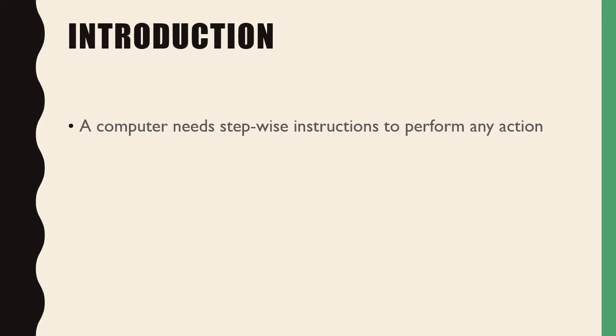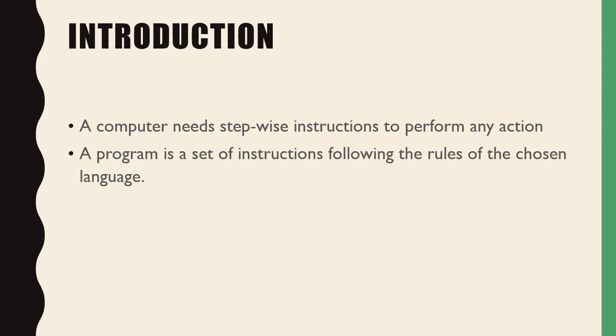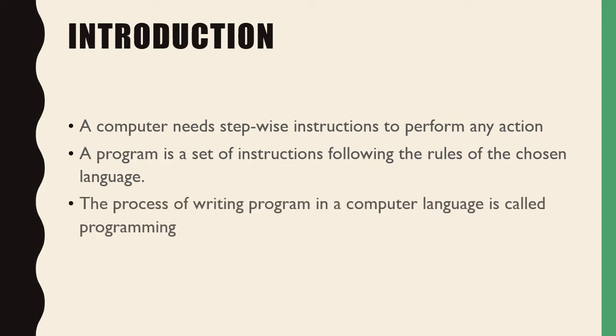Computer needs step-wise instructions to perform any action. A program is a set of instructions following the rules of the chosen language. The process of writing program in a computer language is called programming. Without programs, computers are useless.